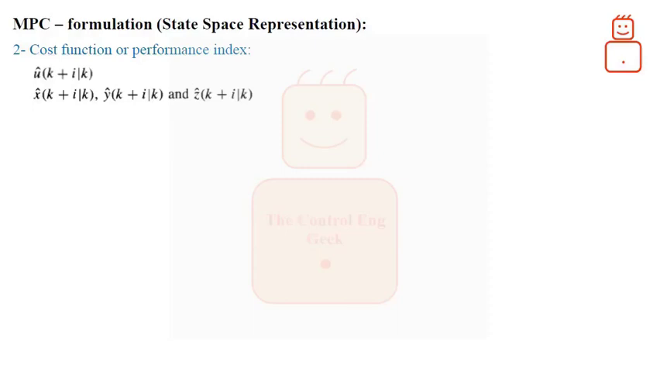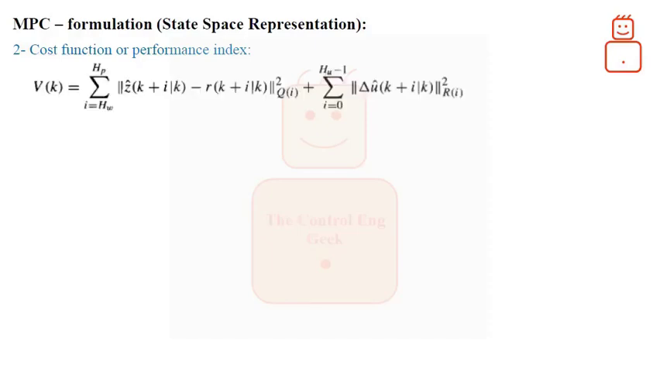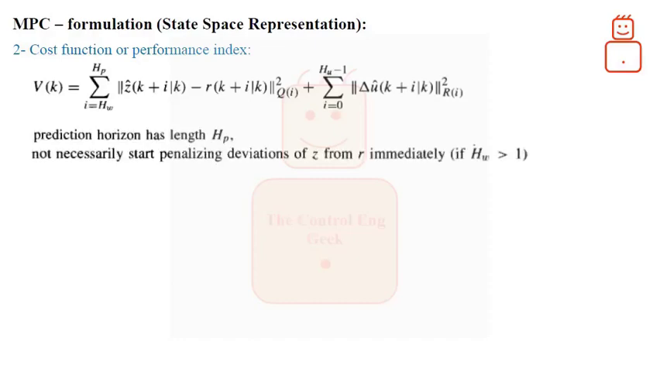Based on what has been presented, we are ready to introduce the cost function. The cost that we are dealing with for now has the following form. The cost penalizes the deviation of the anticipated controlled outputs z hat from a predefined reference trajectory r. In addition to that, the cost also attempts to minimize the changes in the control actions u hat. H sub p is a window in the future that determines the prediction horizon. One can start penalizing the deviation of z hat from r from 0 or from a specific point H sub w. H sub u is the control horizon.